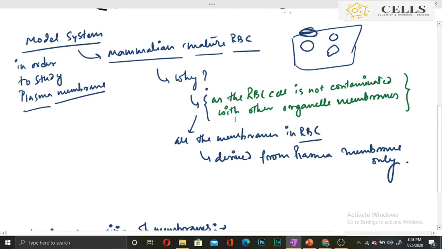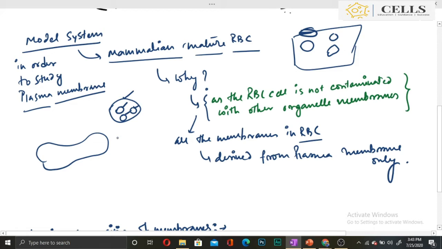Why do we actually use the mammalian mature RBC as the model system to study the plasma membrane? Suppose this is an RBC, and this is a normal cell. In the normal cell, you have the plasma membrane, mitochondria and the mitochondrial membrane, lysosome and the lysosomal membrane, and the peroxisomal membrane. So all the membranes of the organelles are also present.